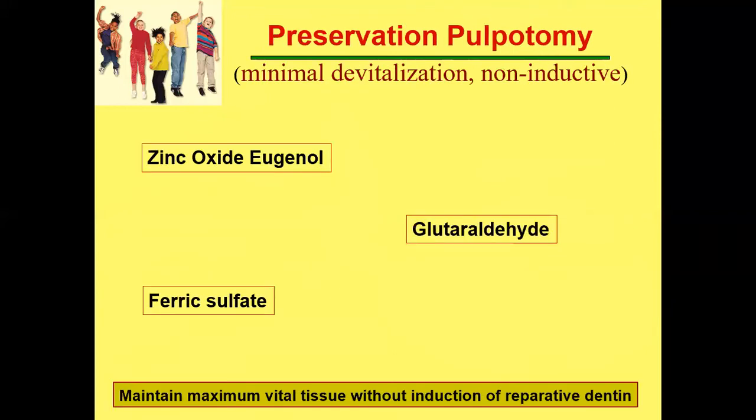Next is the preservation. The main materials used for preservation pulpotomy are zinc oxide eugenol, glutaraldehyde, and ferric sulfate. So again, preservation pulpotomy is otherwise called a minimal devitalization or non-inductive type. So you can see here, it maintains maximum vital tissue without induction of a reparative dentin. So that is the preservation pulpotomy.